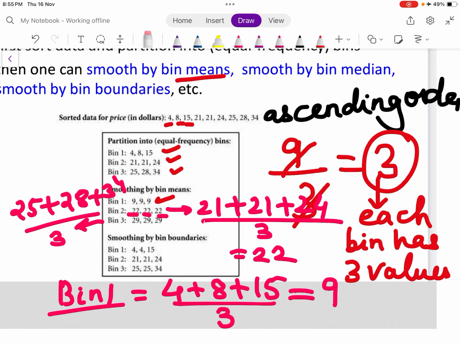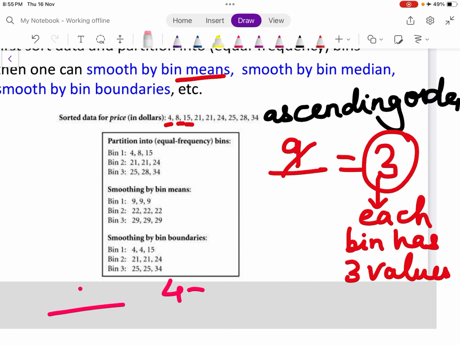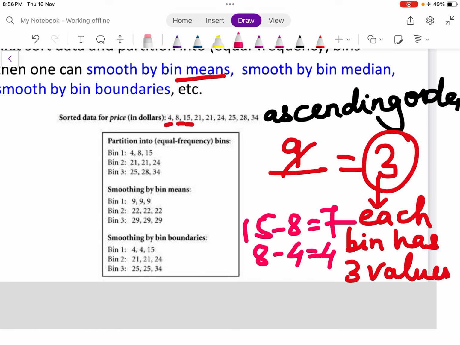Smoothing by bin boundaries. In bin boundary, you should take the boundary. So for example, if I am taking the lower boundary, that is 4, then what will I do? 8 is given, right? So 8 is closer to... 15 minus 8, you get 7. And if you do 8 minus 4, you get 4. So it is closer to 4. So what do I write? 4, 4, 15.